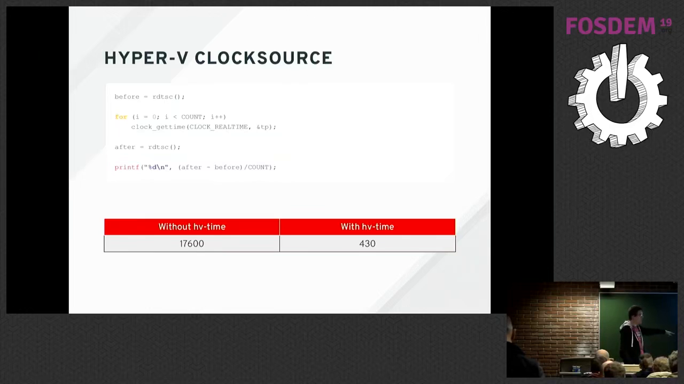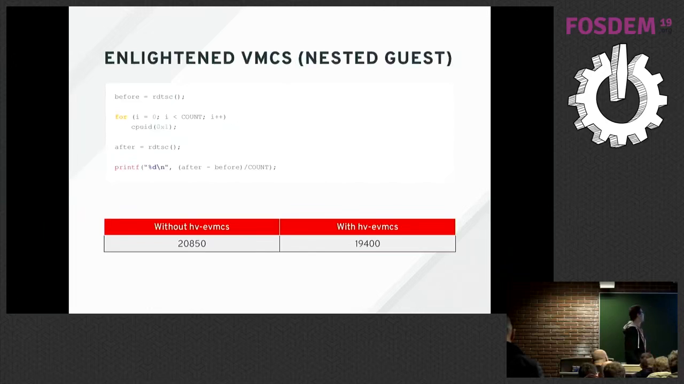Without HV time, it means a VM exit to the hypervisor every time. So the speedup is great here. Enlightened VMCS: if you're running a nested guest and you do some operation which actually traps in the hypervisor, like CPUID, which, as you know, gives you the CPU features you have, but always needs to trap in the hypervisor. You will see that with HV VMCS we achieve about a 10% difference here.